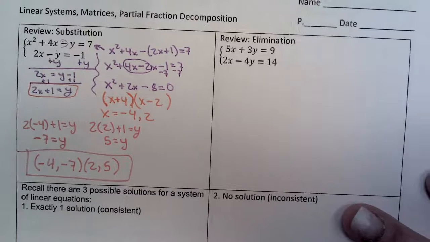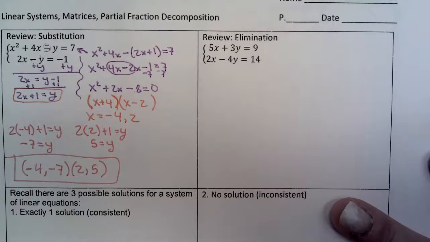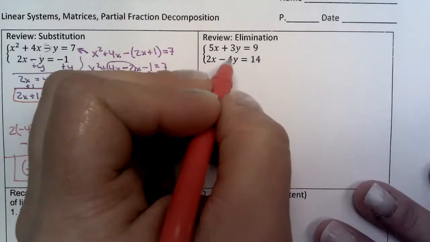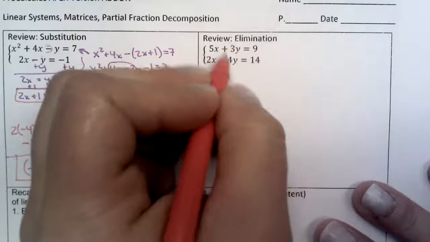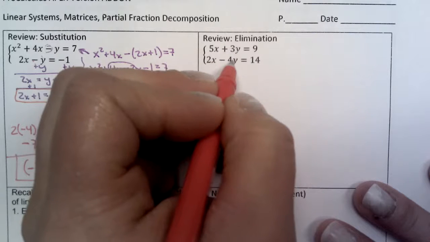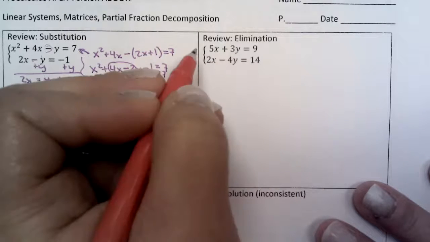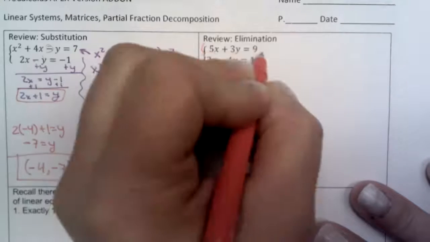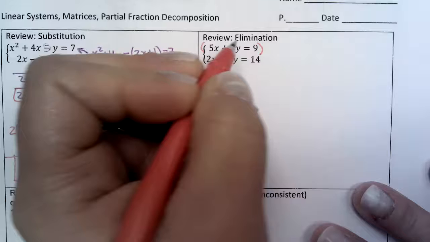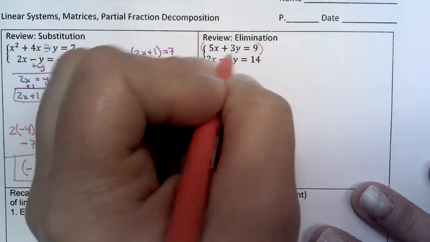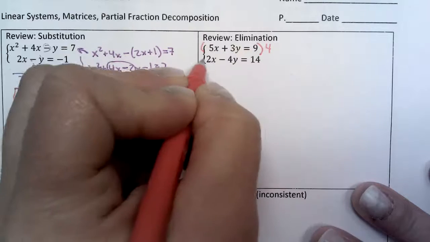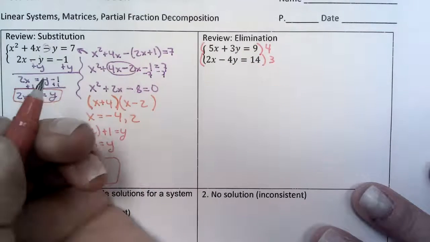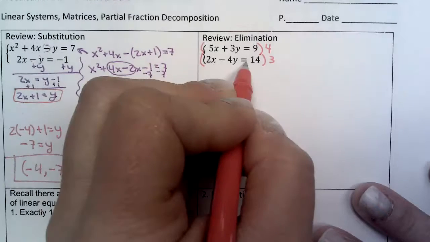Okay, so now we're going to look at elimination. So elimination is where we're going to multiply and then add these two equations to get rid of either the x or the y. It doesn't matter which one you do. I'm just going to go on ahead and get rid of the y in this case. I'm going to multiply this by 4. And I'm going to get rid of the y, so I need to multiply this by 3.